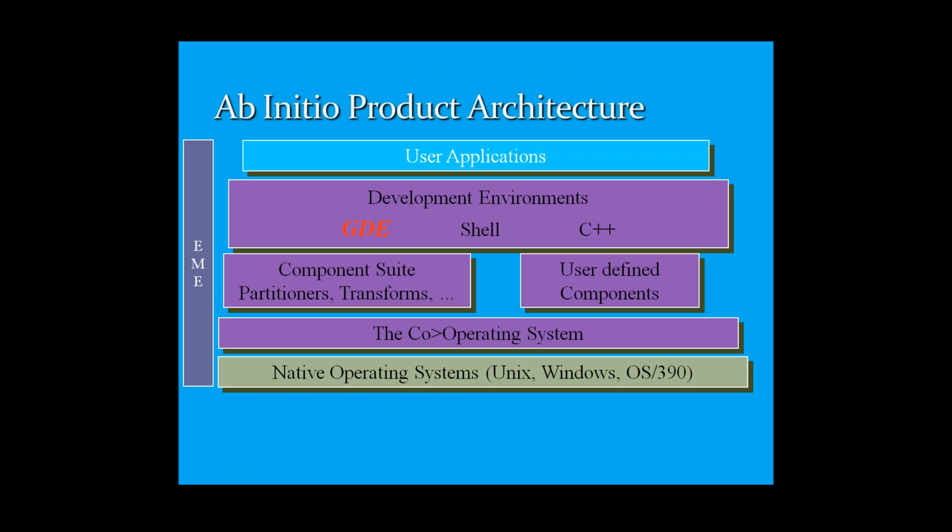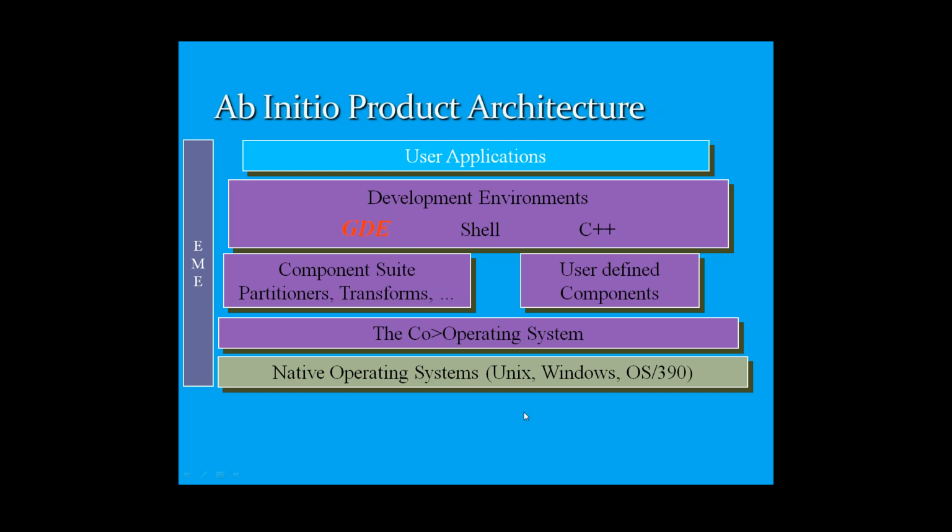When you buy a product from Ab Initio Corporation, you get three basic things. The first one is the Ab Initio graphical tool, which we call GDE, which can be used to develop the application. The second one is the Ab Initio Co-operating System. The third one is EME, which we call the repository. Before talking about these three products, we will see the native operating system first.